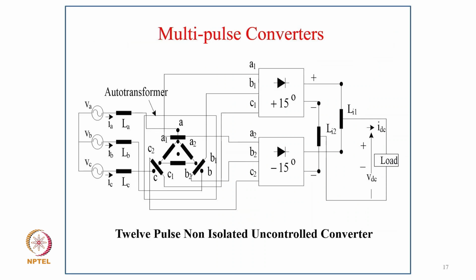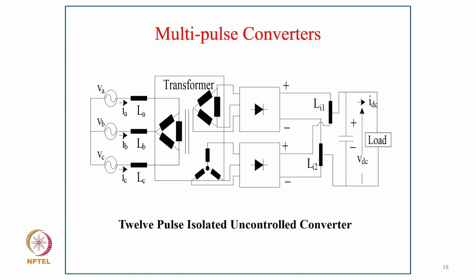And then the multipulse converter, you can see here we convert three phase into two sets of three phase which are 30-degree phase shifted, plus minus 15 degrees, and we have two 6-pulse converters which give typically 12 pulses in the output in one cycle, and the input current is also improved. This is another 12-pulse isolated uncontrolled AC/DC converter.